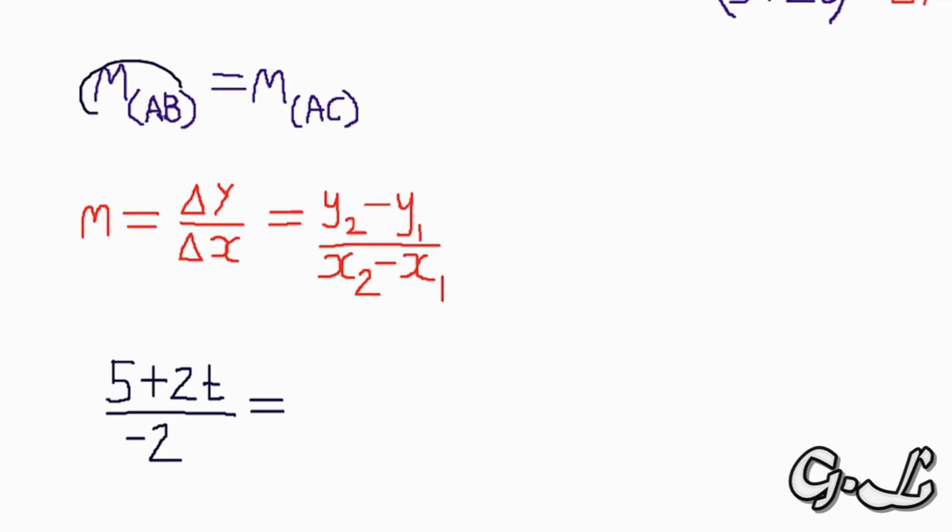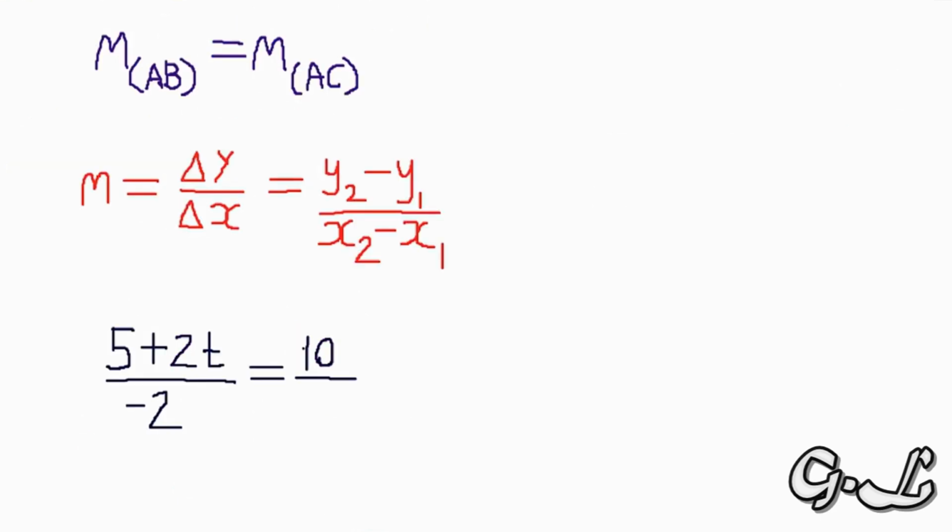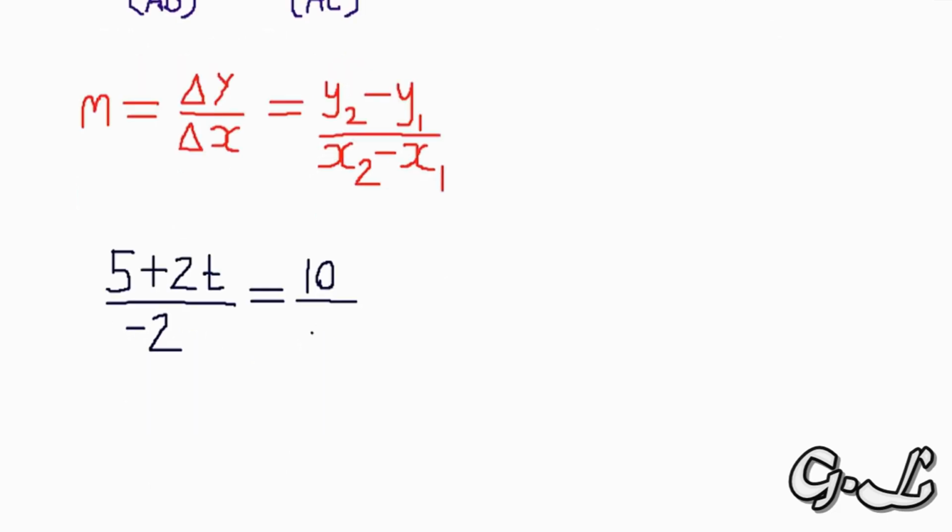And then remember, we said that the gradient for the line AB is equal to the gradient for the line AC. So we're going to take the equal sign. It is going to be (5 plus 2t) over -2 is equal to the gradient for the line AC. For that, we're going to consider the change in y, or you can say the delta y. It is going to be 10. That is what we have as our delta y. And then what about x? We have the delta x as -1.